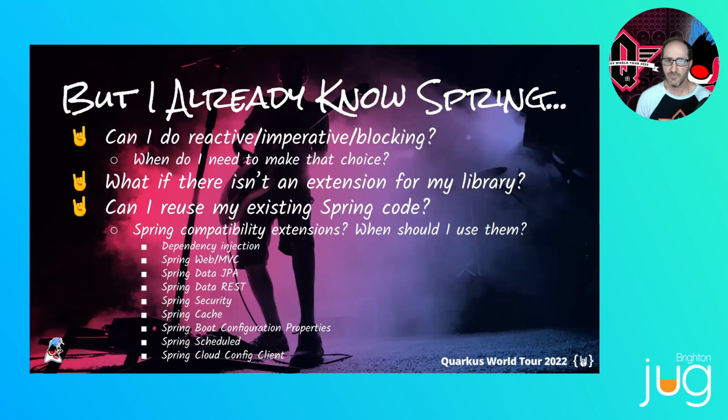Quarkus has a set of extensions for Spring compatibility. So things like the Autowired annotation, or the Spring MVC annotations, or Spring Data JPA interfaces and annotations, Spring Data REST, Spring Security, the cache abstraction, the configuration properties, the scheduling stuff, and the config client. If you're using a config server, Quarkus has some compatibility extensions, as we call them, for those.